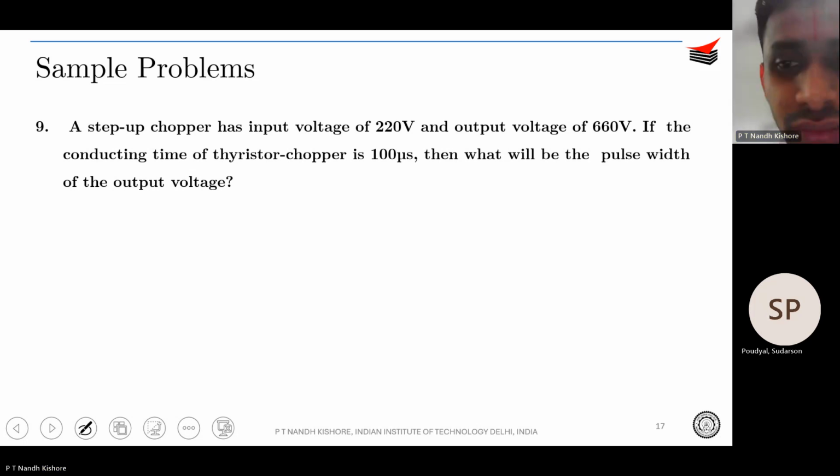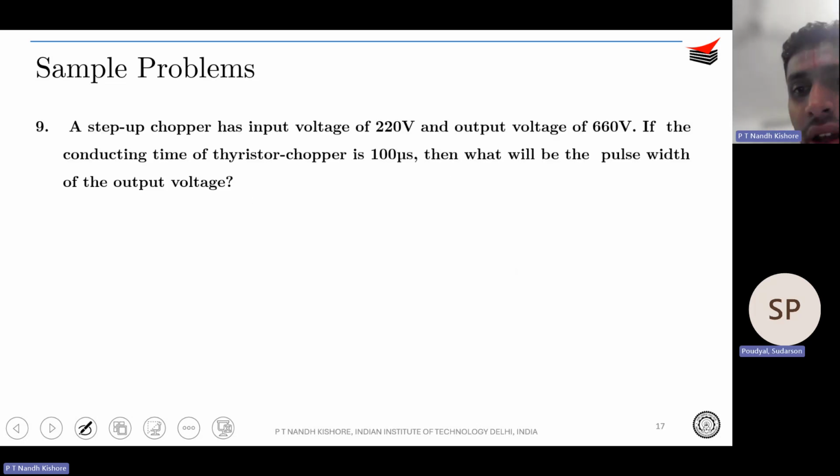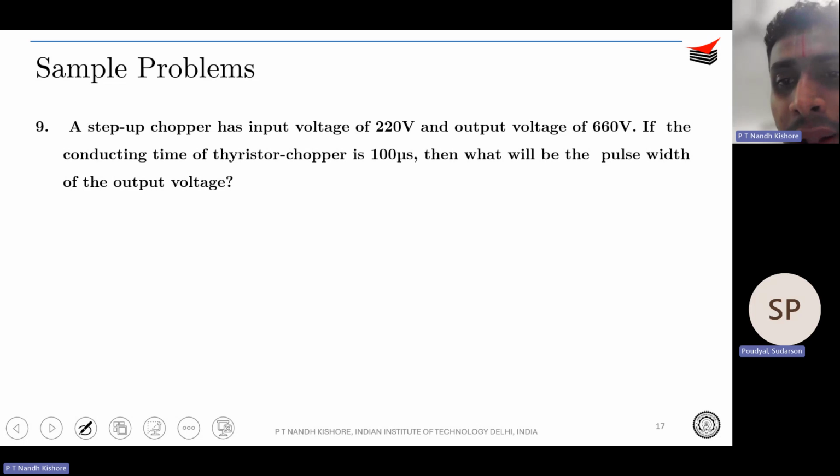So the question is, if the conducting time of the thyristor chopper is 100 micro seconds, then what will be the pulse width of the output voltage? You can just use this relation. You see that D is 2 by 3, therefore your turn off period, that is the duration for which you are going to get the output voltage, right? T off. Do you understand why we have calculated T off over here? The question is, what will be the pulse width of the output voltage?